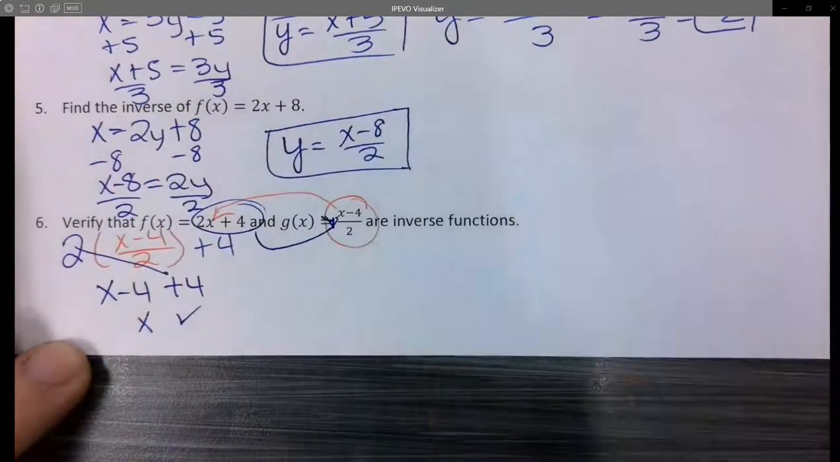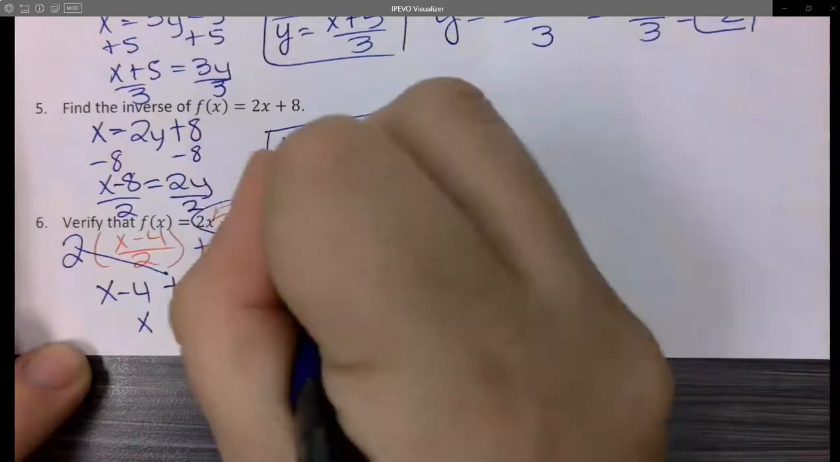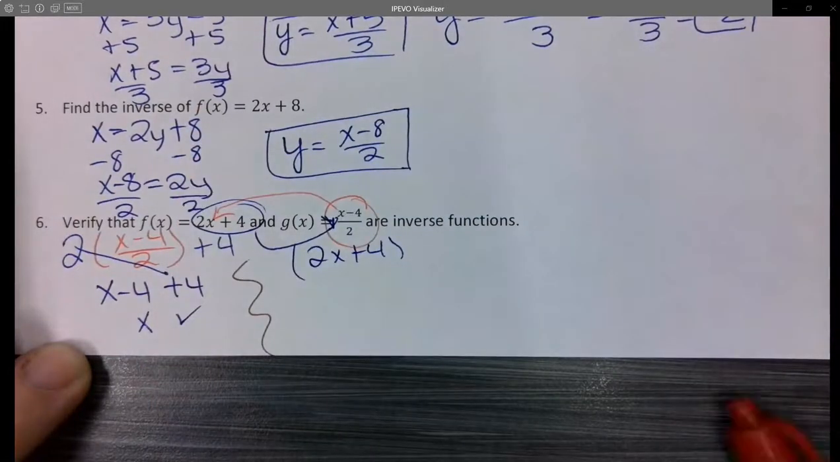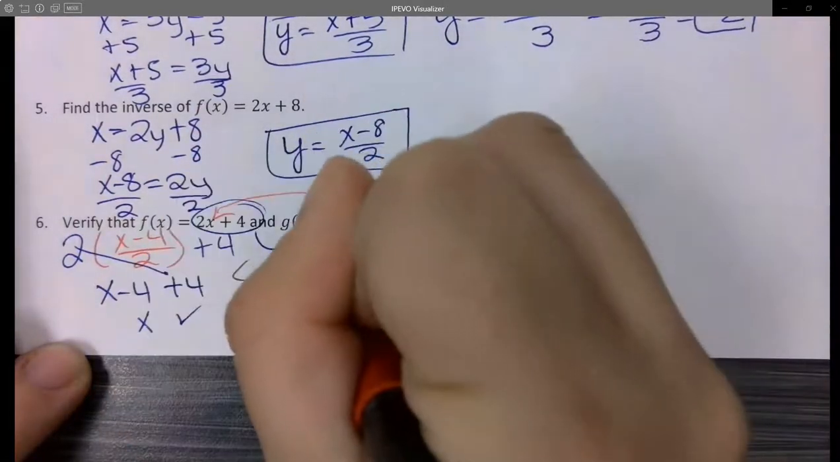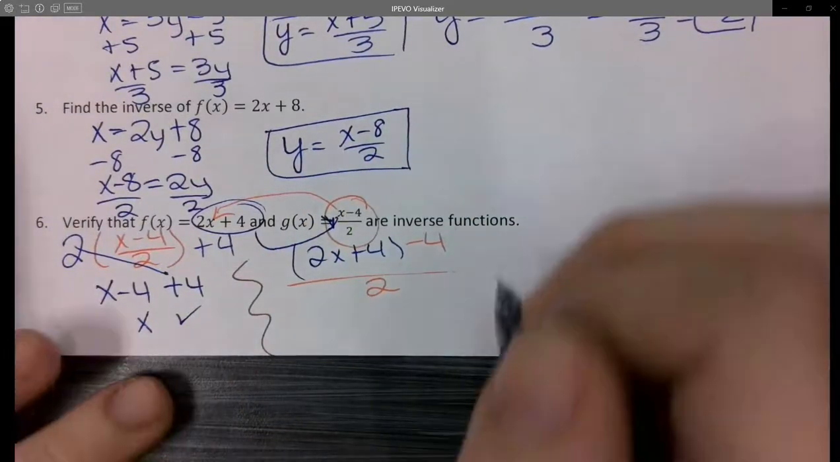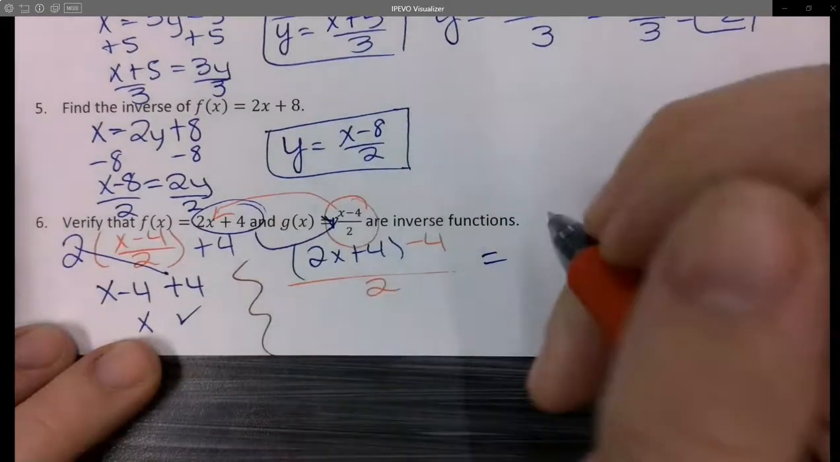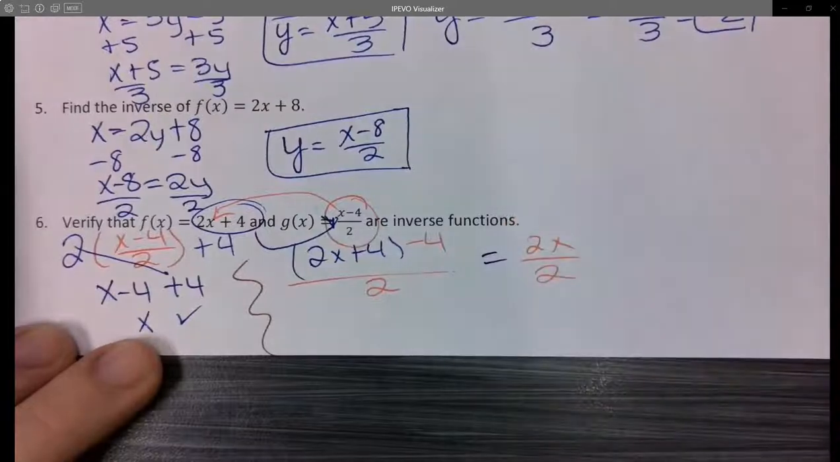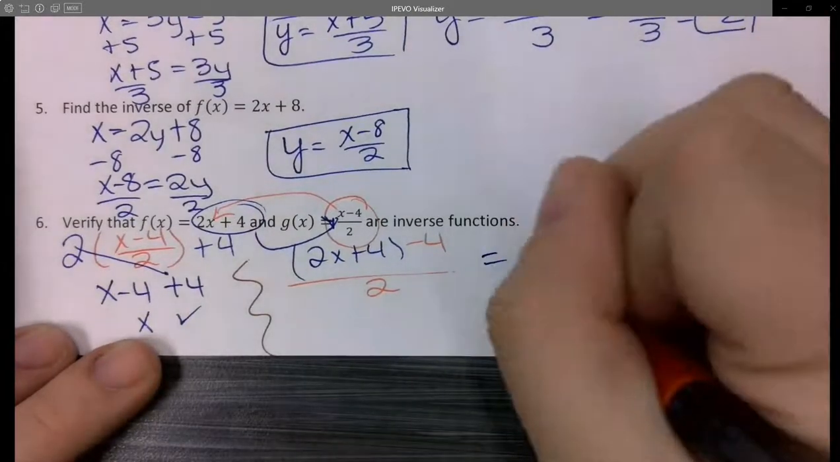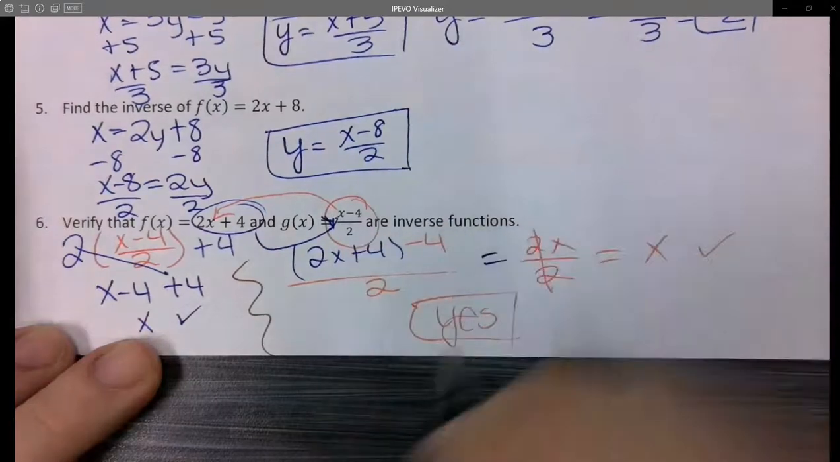Then I want to make sure it works the other way around. So I'm going to take this and plug into this x right here. So I'm going to have 2x plus 4, and that is subtracting 4 over 2. Then I want to combine like terms on the top. So I have 2x plus 4 minus 4, the 4's cancel out, so I'm just left with 2x over 2. And then the 2's cancel out, so I get x. This one is yes. Questions here?